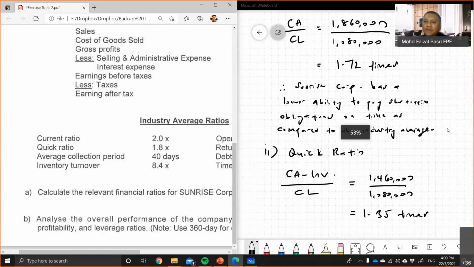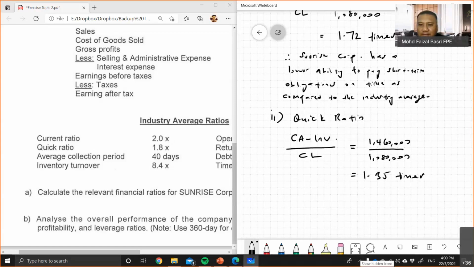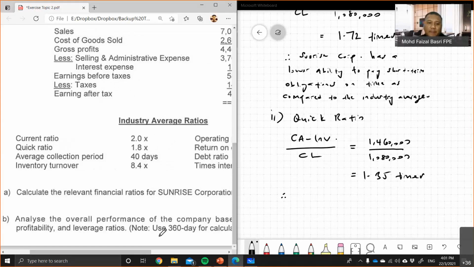Okay, so this is another thing I lupa nak mention tadi. When we do the analysis part, always comment on the company that we are analyzing. Like this lah, the question asks us to calculate the relevant ratios for Sunrise Corporation. So therefore, our point will be always on Sunrise Corporation, doesn't matter whether they have better or even worse performance. So we don't compare kata industry average is better than Sunrise. No, because we are not commenting on industry average, we are commenting on Sunrise. So your first starting point must be about Sunrise Corporation, and then we comment whether they have better or worse performance as compared to the industry average.